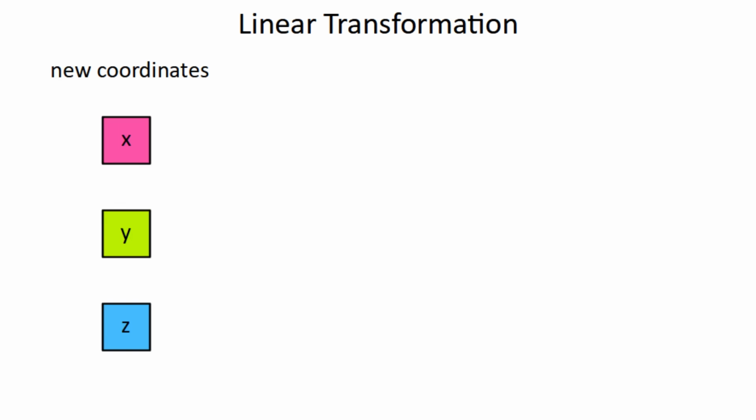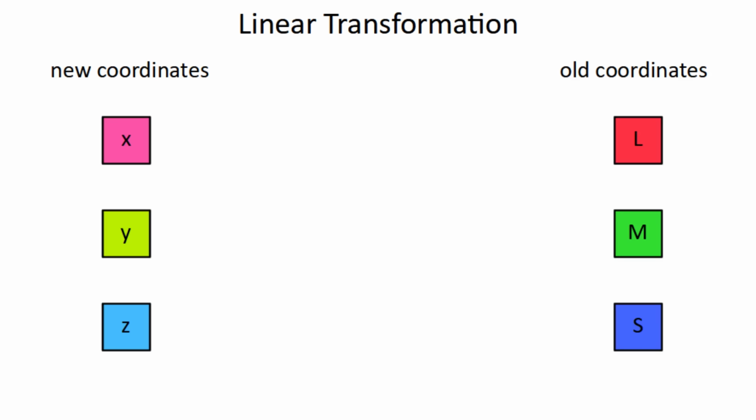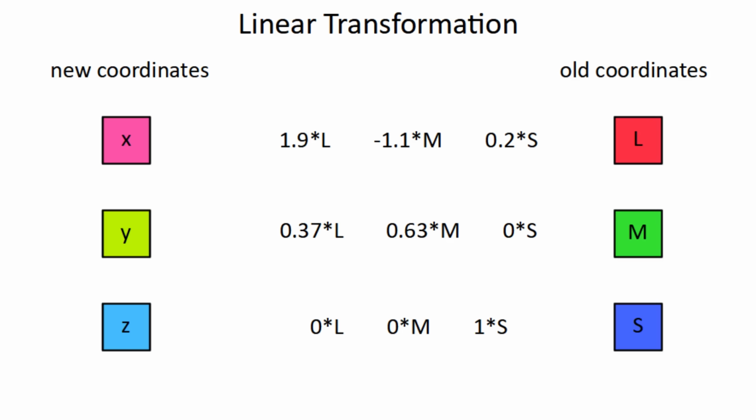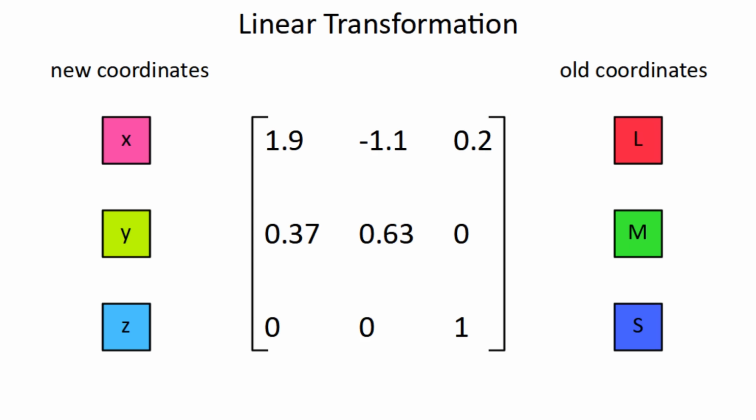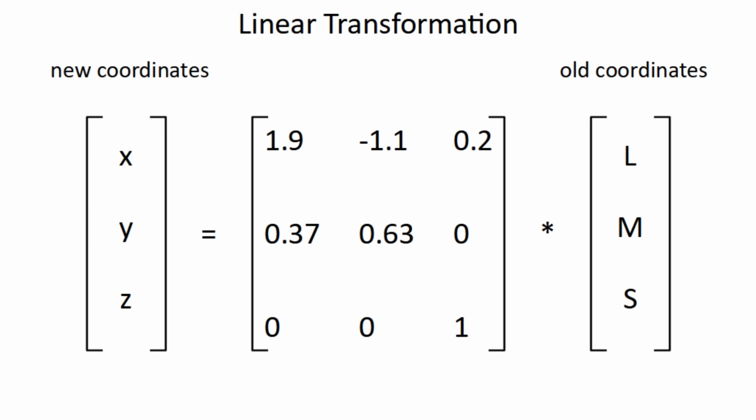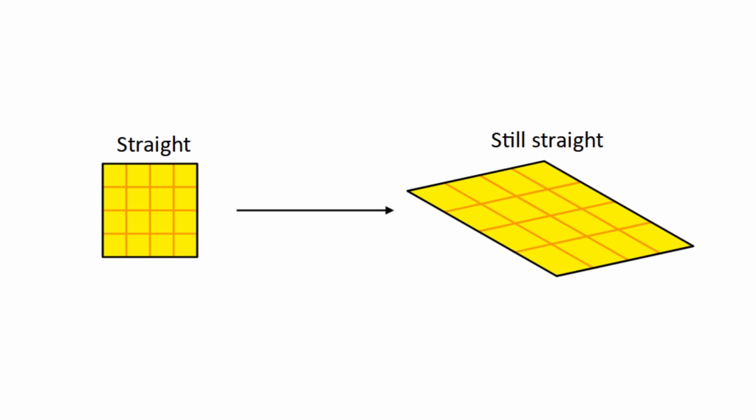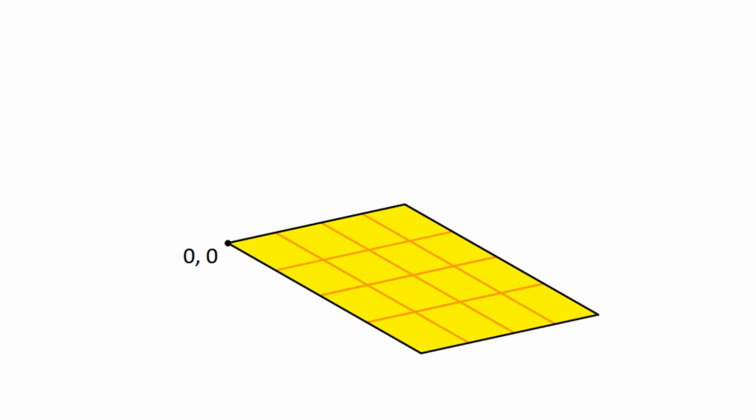To determine where a point will end up in the new color space, you take its coordinates in the old color space, multiply them by constants, and add them together. These constants are usually arranged in a matrix so you can do vector matrix multiplication. A special property of linear transformations is that straight lines remain straight even after the transformation. Another property is that the origin never moves.